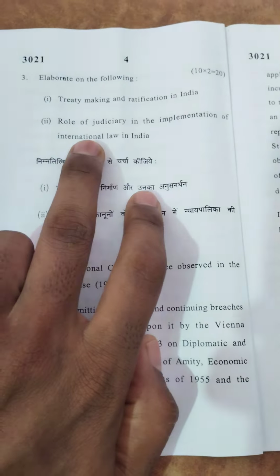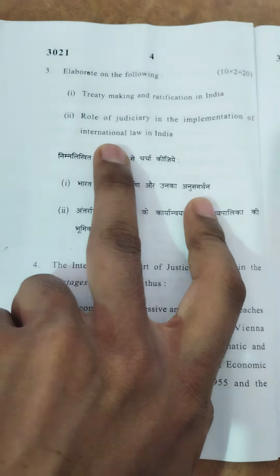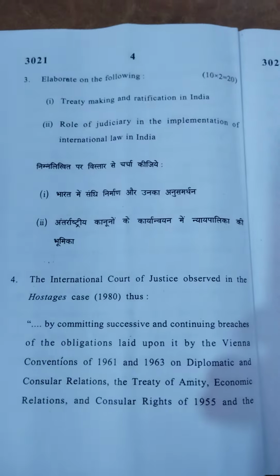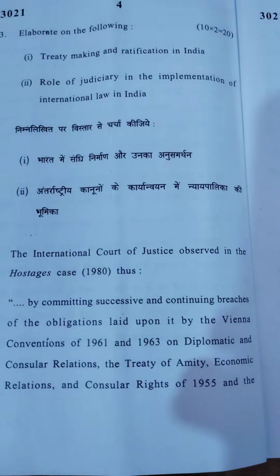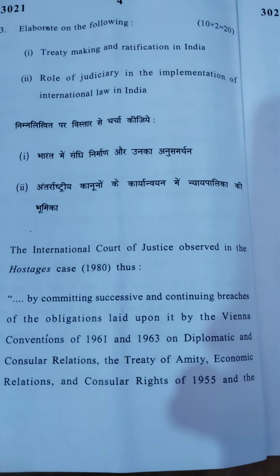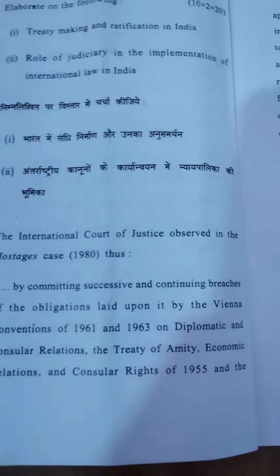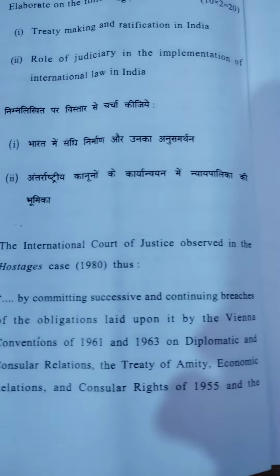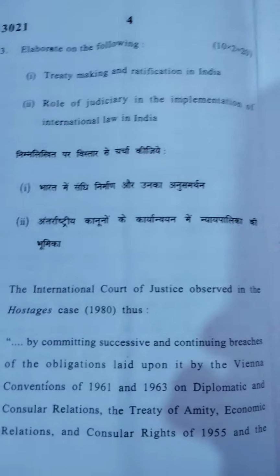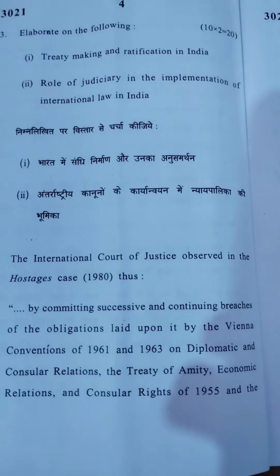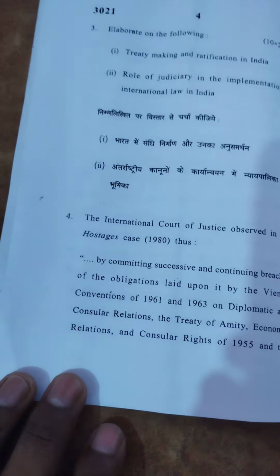Okay, now come to the role of judiciary in the implementation of international law. There are various provisions of the Constitution of India regarding international law. You have to look for that, like the fundamental duties, the DPSP, Article 51, and there are also various other articles. You need to Google also for this question. Okay, now come to the next question.